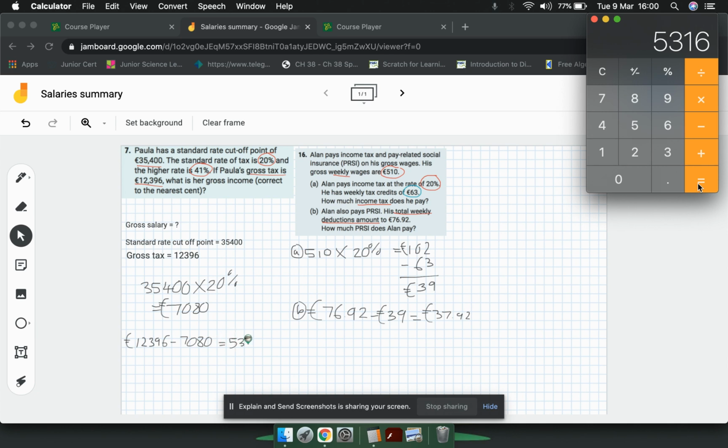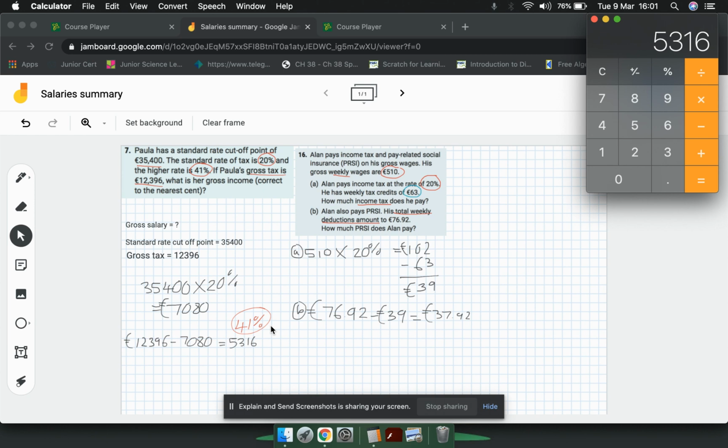5,360. Okay. So what we know is that that is 41%. Okay, that was what it was charged at. So taking this a step further, this is where you need to really understand this. Okay, what this means is whatever her salary is, the remainder of her money above 35,400 was charged at 41%.